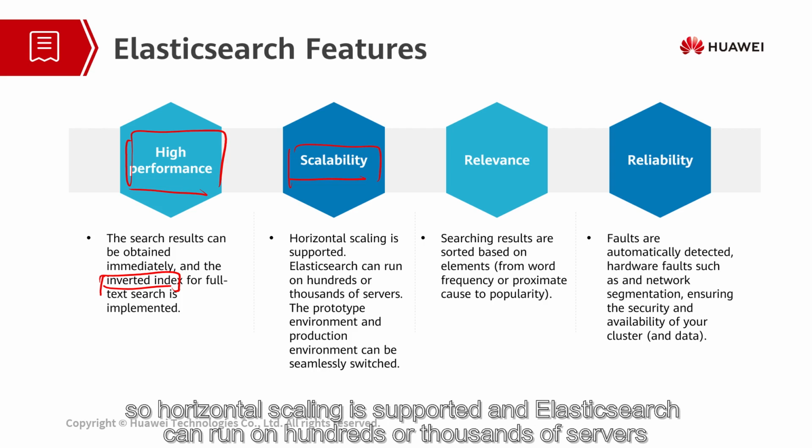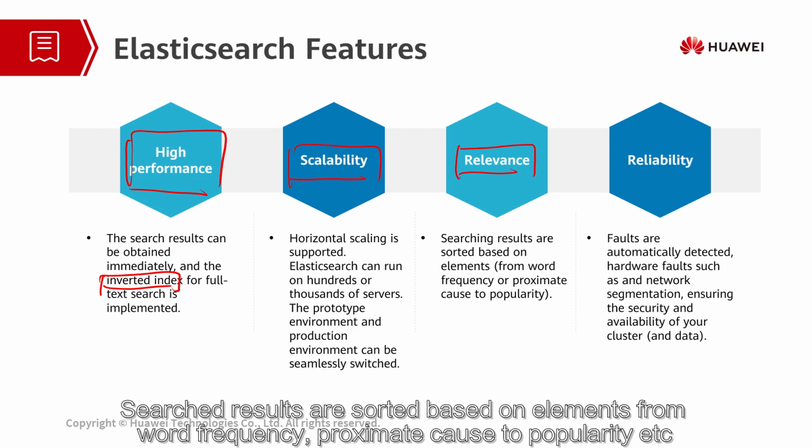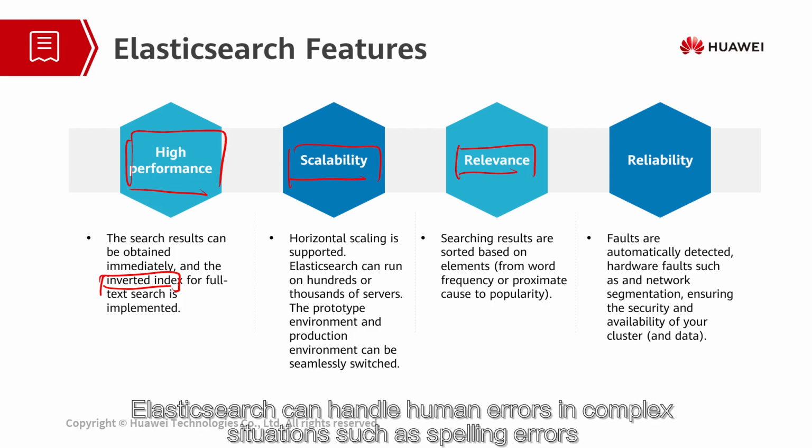Thirdly, relevance. Elasticsearch searches for all content and finds the required information. Search results are sorted based on elements from word frequency, proximity, cost to popularity, etc. This content and functions are mixed and matched to adjust the way the results are displayed to the user. Elasticsearch can handle human errors in complex situations such as spelling errors.